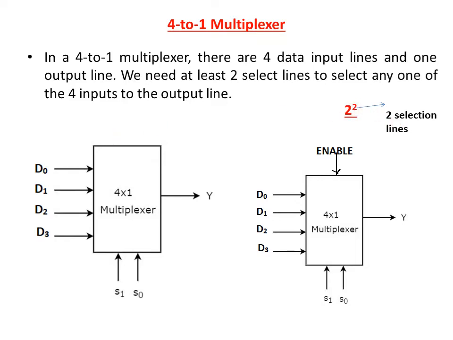So this is the block diagram representation with the enable input and without enable input. This is without enable input and this is with enable input block diagram representations. The 4 inputs are considered as D0, D1, D2, D3, and the 2 selection lines are represented by S1, S0, and the single output, that is Y. So here in this enable combination, the one more input enable is applied here.